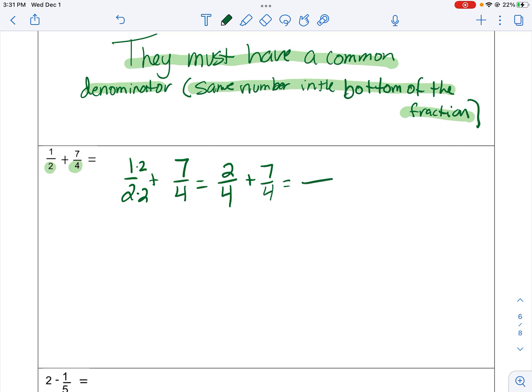Again, when I'm adding like terms, my numbers in the denominator stay the same. And then 2 plus 7 is 9. 9 over 4 cannot reduce anymore, and I'm leaving it improper.